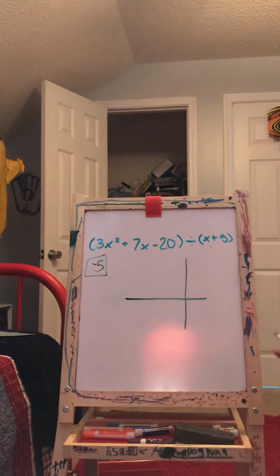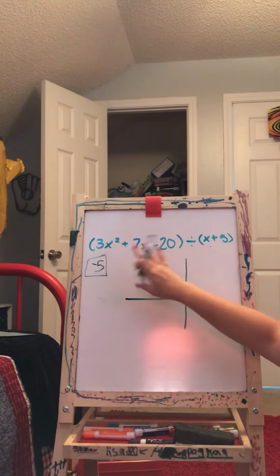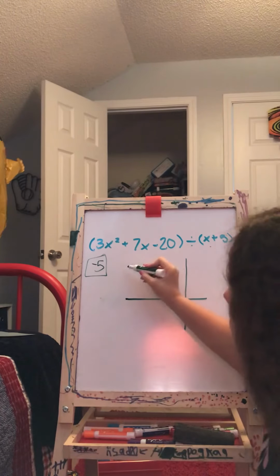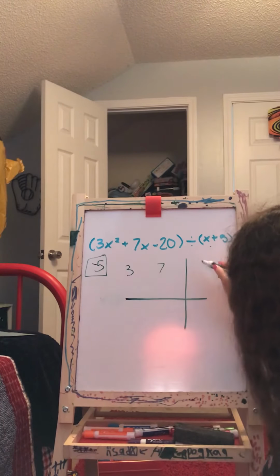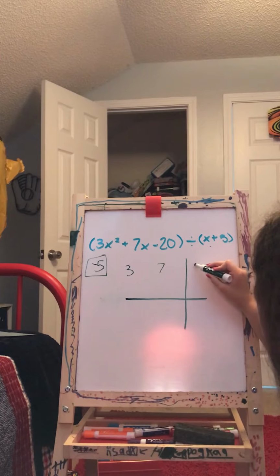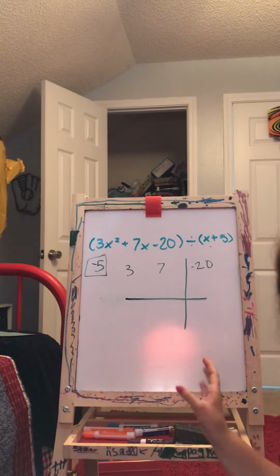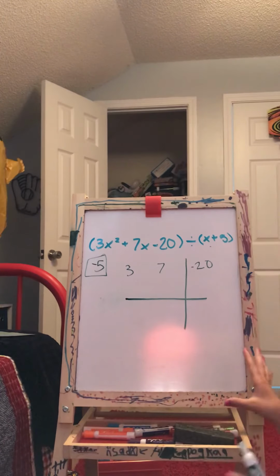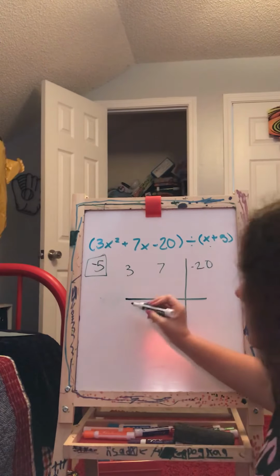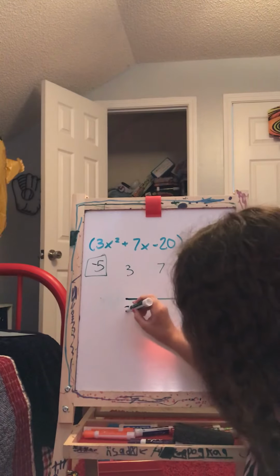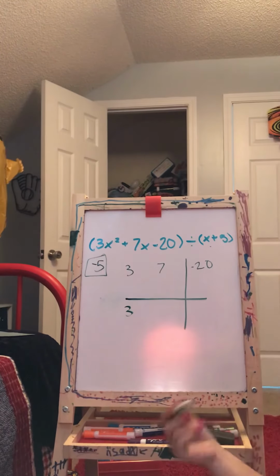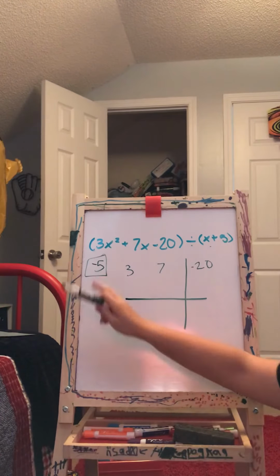So then we want to write all the coefficients of these three terms into the chart like this, just these first little numbers. And then your last one is going to go here. Okay? So, negative 20, by the way. So, what do you want to do first? You want to drop down your 3 to the bottom, below this, and then you're going to multiply all of these numbers by this negative 5.